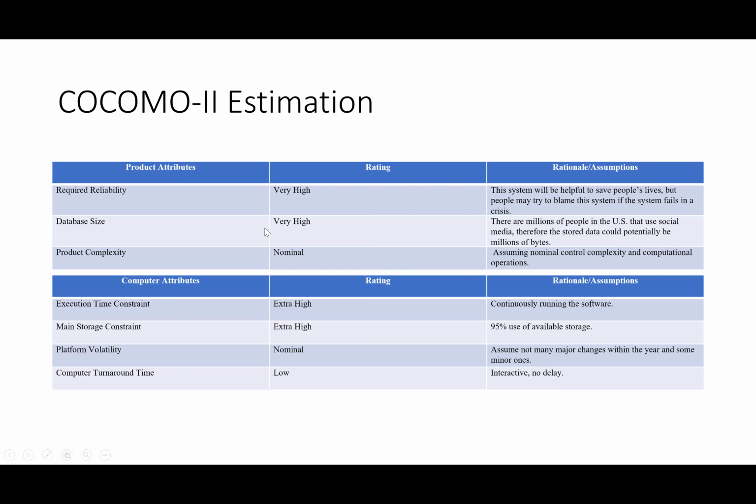And then the main storage constraint, extra high, 95% use of available storage. Again, there's going to be millions of people using social media, and it'll be going through all that data, and it will be using a lot of the storage for this software. And then the platform volatility, rated that as nominal, assume not many major changes within the year and some minor ones. Computer turnaround time, low. We would like it to be interactive, no delay, ideally, but at least under a minute.